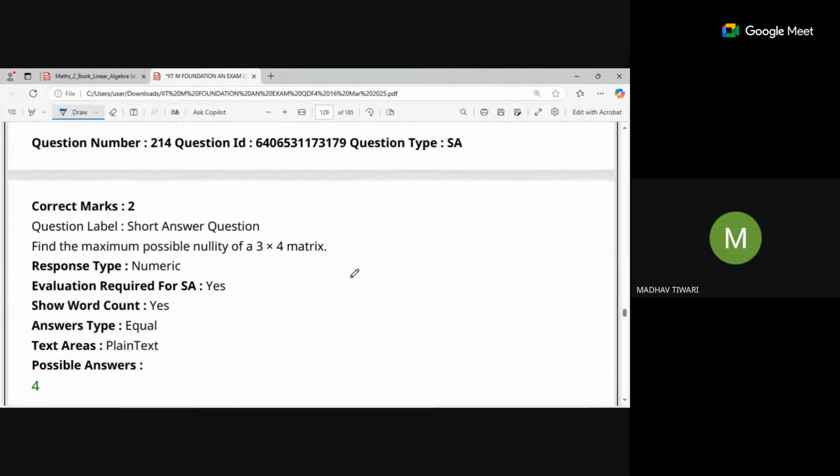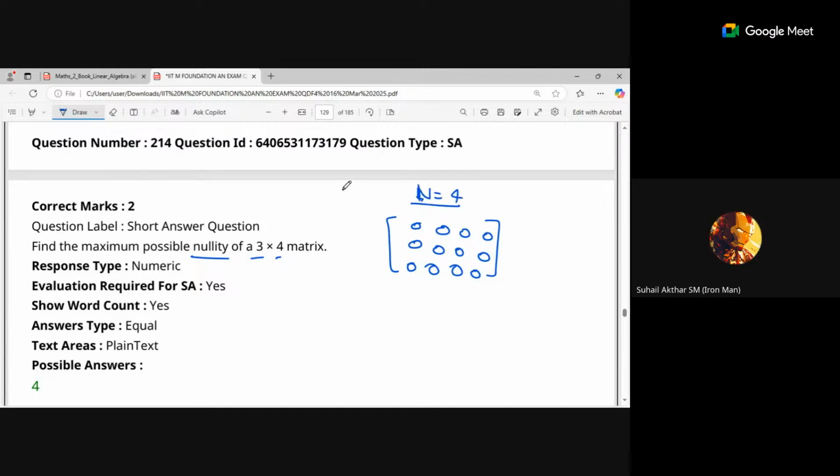Next is: find the maximum nullity of a 3 by 4 matrix. You know that rank and nullity depend upon the number of columns. So 4 columns are there. If you want maximum nullity, it will be for the 0 matrix. In this case, no column has a pivot, so nullity will be 4. Rank 0, nullity 4.